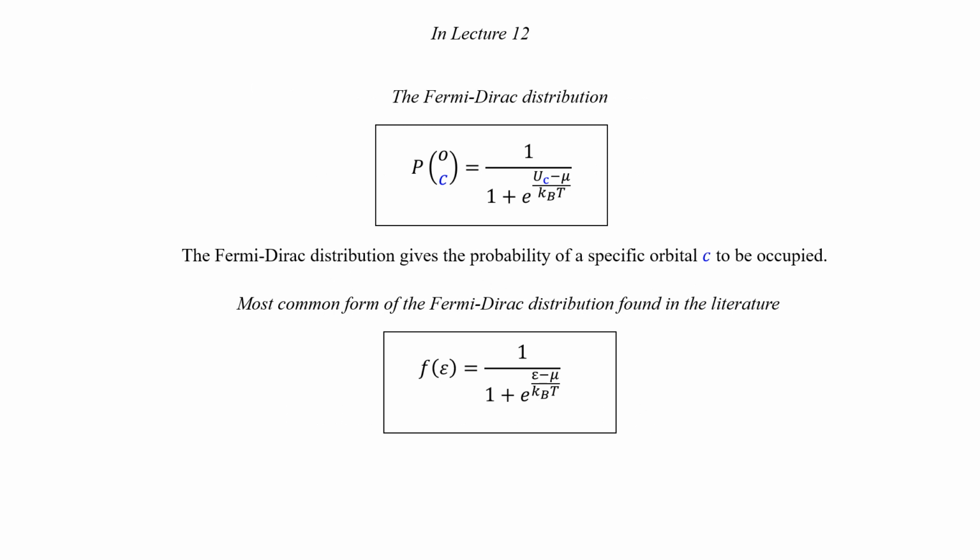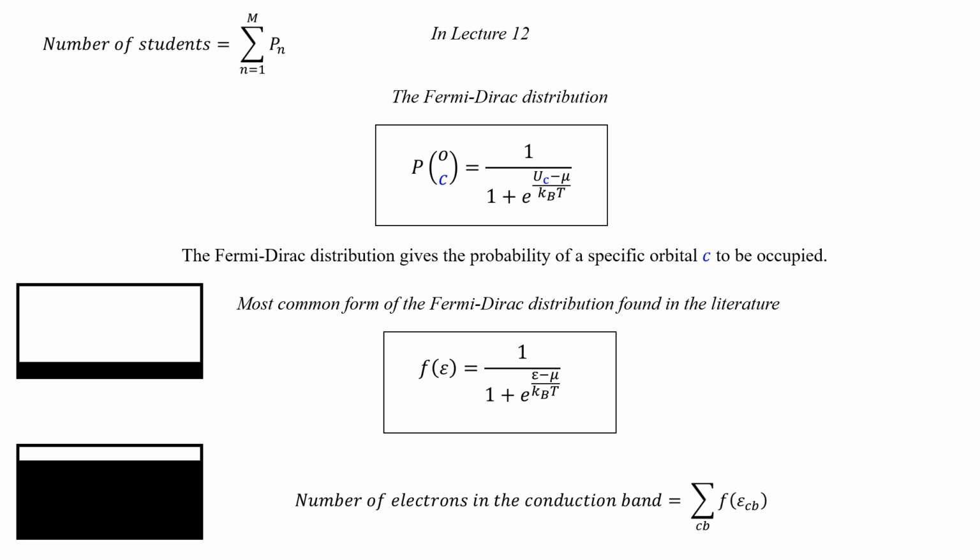Now, we can apply the same idea to our problem. In lecture 12, we learned that the probability of occupation of an orbital is given by the Fermi-Dirac distribution. And the most common form of the Fermi-Dirac distribution is this form, and this form is the one we're going to use. But you cannot forget that this is the probability that an orbital, a specific orbital with energy epsilon, will be occupied.